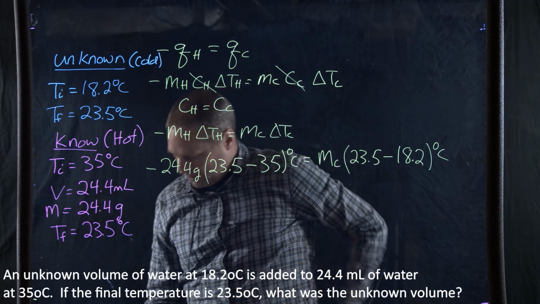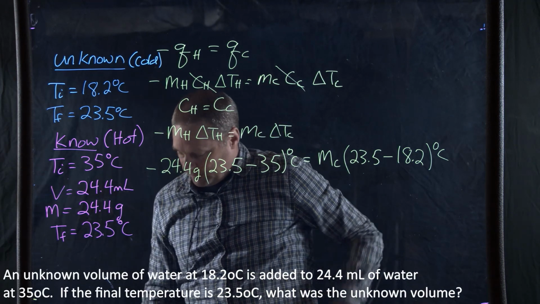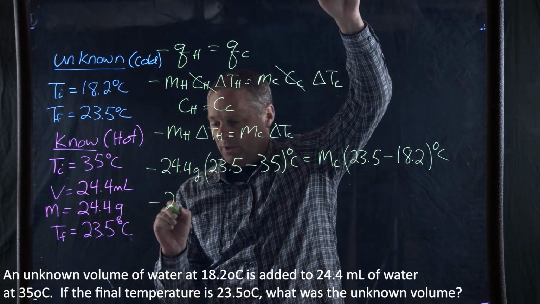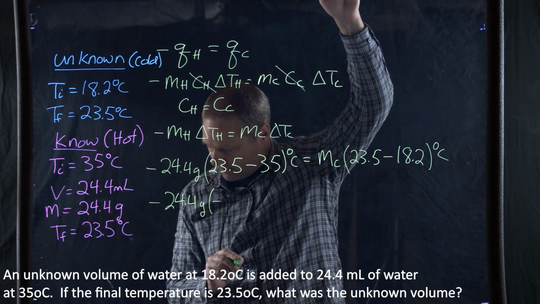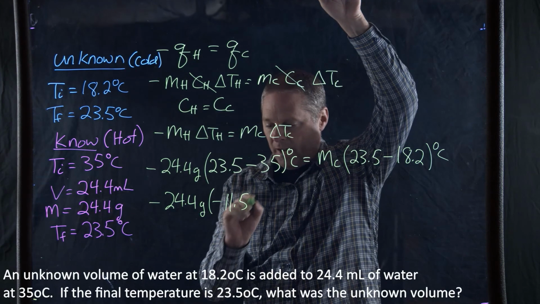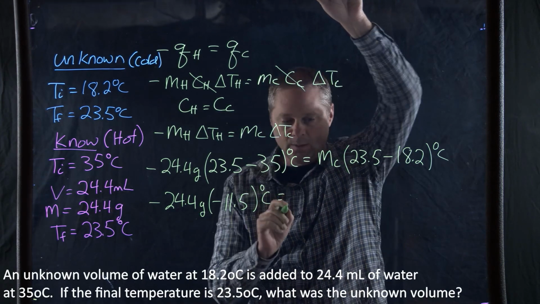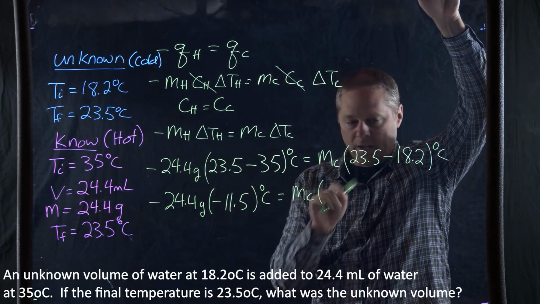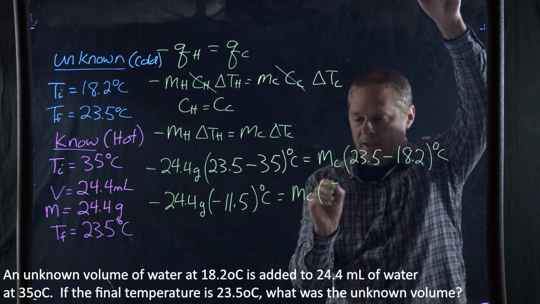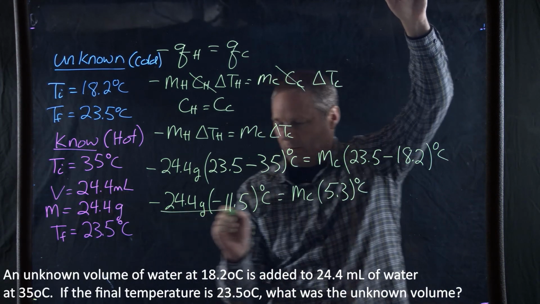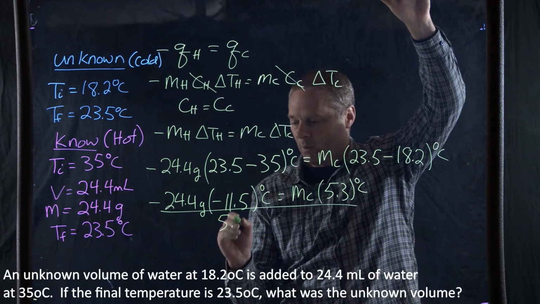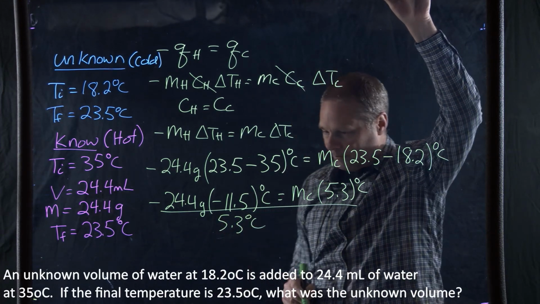Let's see here. So this is equal to minus 24.4 grams times minus 11.5 degrees Celsius is equal to the mass of the cold times the difference, which is 5.3 degrees Celsius. We divide both sides by 5.3 degrees Celsius.